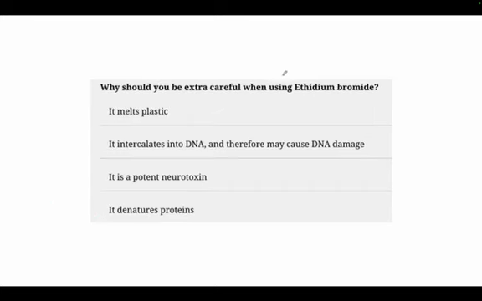Why should you be extra careful using ethidium bromide? So ethidium bromide we know intercalates with DNA, so it can also intercalate with your DNA, right? So it can cause DNA damage.